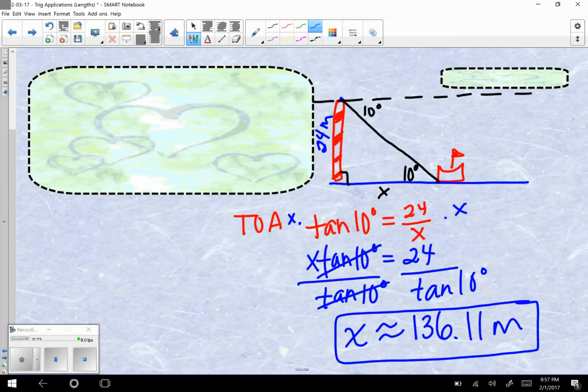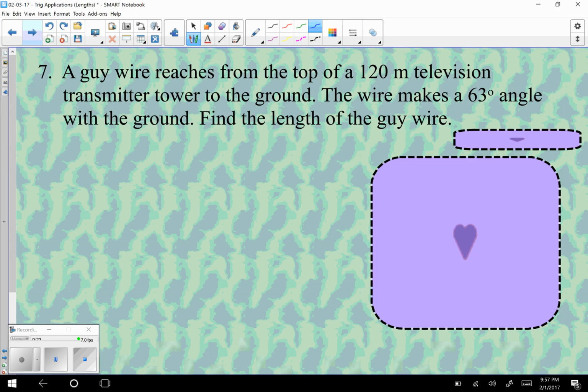And the last one, number 7. A guy wire reaches from the top of a 120-meter television transmitter tower to the ground. The wire makes a 63-degree angle with the ground. Find the length of the guy wire. So I have this tower, and I have a wire making a 63-degree angle with the ground. I've got this wire running down to the ground. Here's my ground, right angle. The tower was 120 meters. Find the length of the wire.